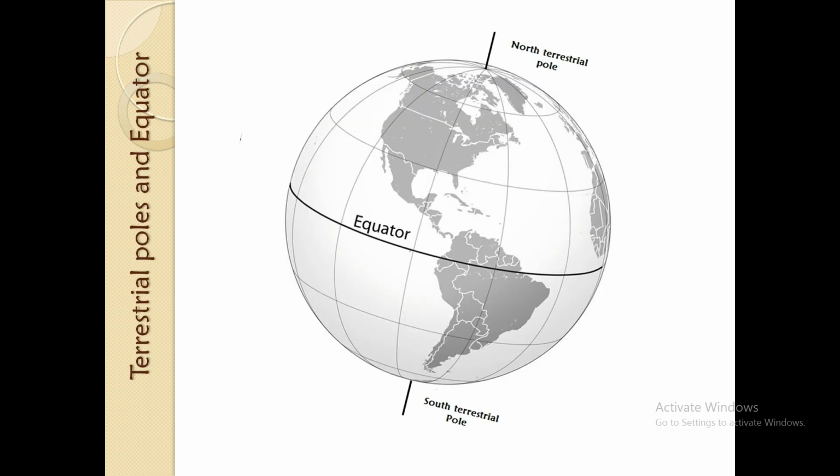We can see the figure. It is a figure of the Earth, and if the imaginary axis of rotation is extended and meets the surface of the Earth, there forms a terrestrial pole. On the upper portion it is the north terrestrial pole, and on the lower portion it is the south terrestrial pole.